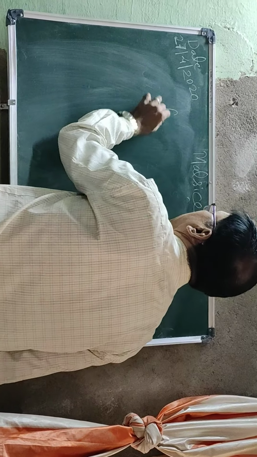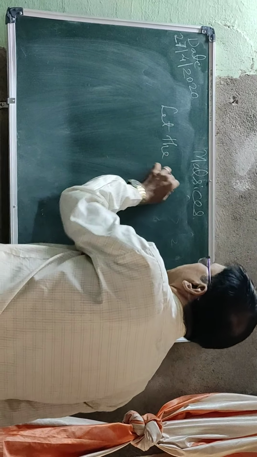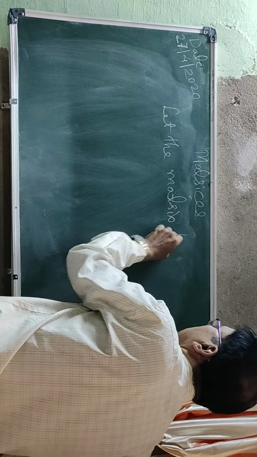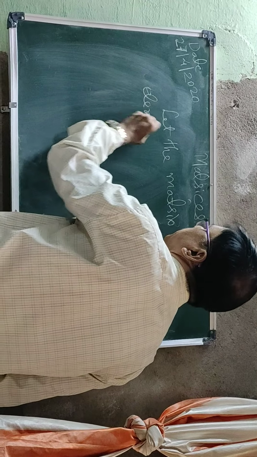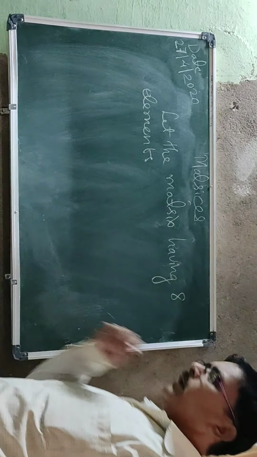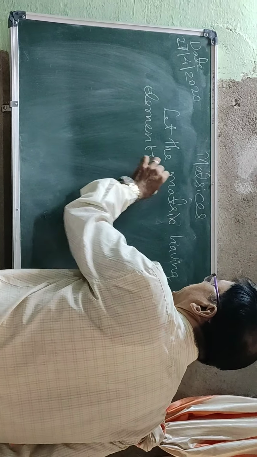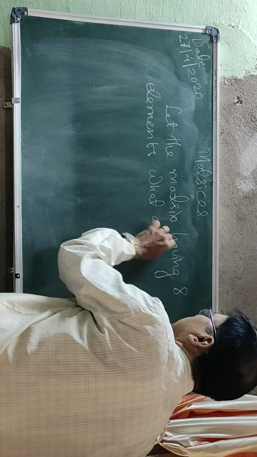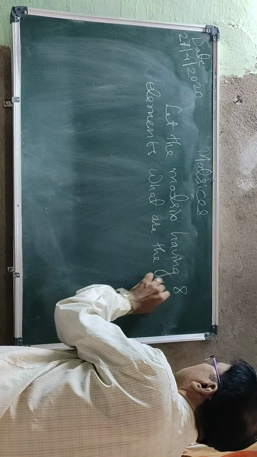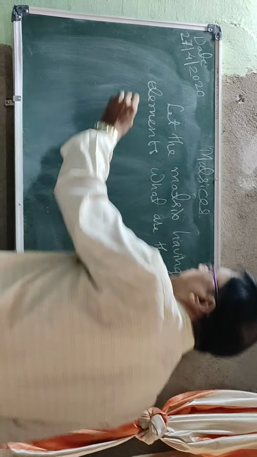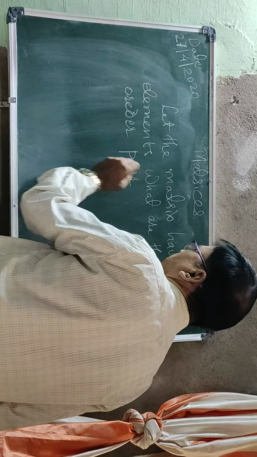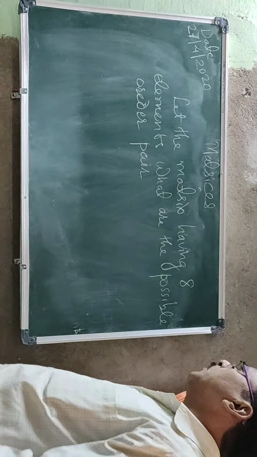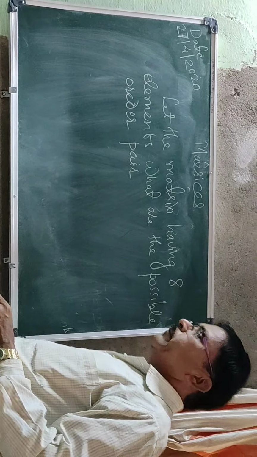Similarly, let the matrix have 8 elements. Then what are the possible orders? We have to represent the possible orders for the matrix A having 8 elements.